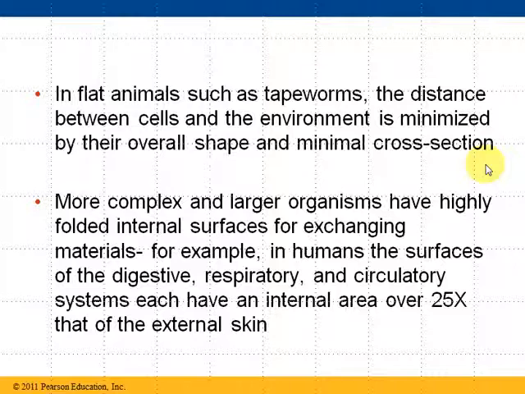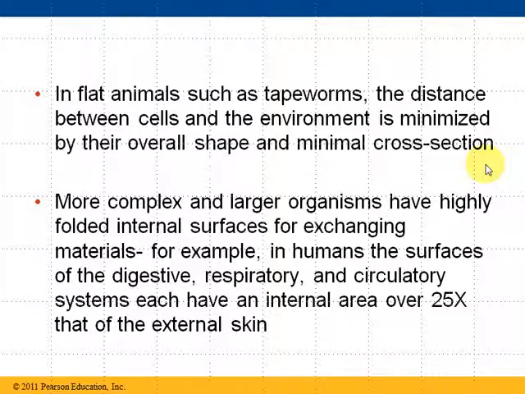More complex creatures like you and I and dogs and whales and cows, well, we tend to have very highly folded interior parts to increase surface area. If you look at the interior of your respiratory system and your digestive system, it's not smooth. It's very folded and wrinkly, and that's to give as much surface area as possible in the same amount of space. So if you look at a human digestive, respiratory, and circulatory systems, you'll find all sorts of folds and bends and grooves, and it has an internal area about 25 times that of the external skin.